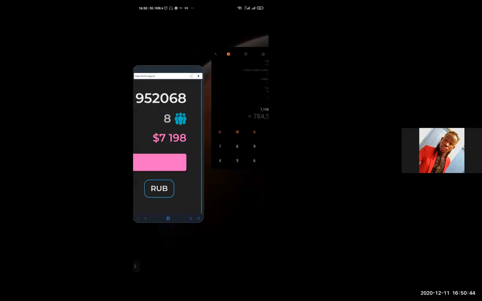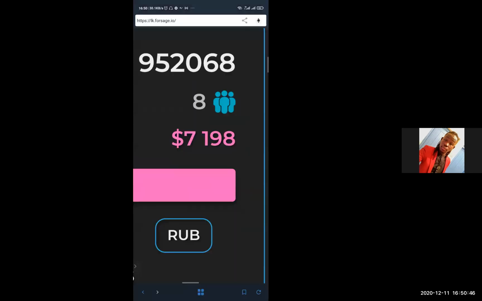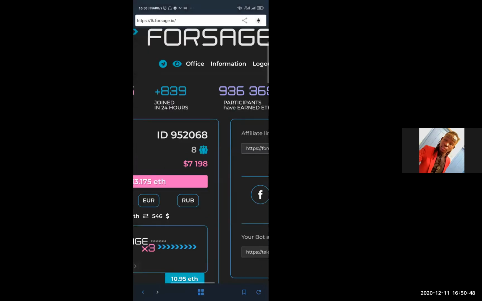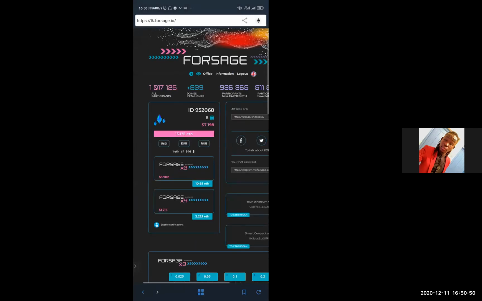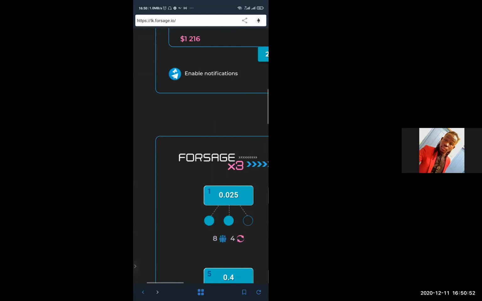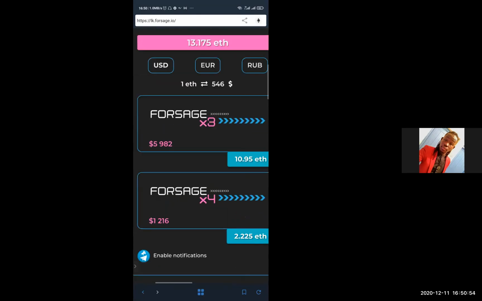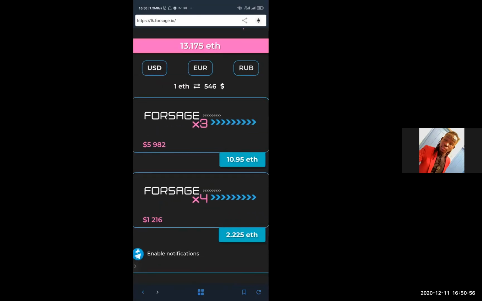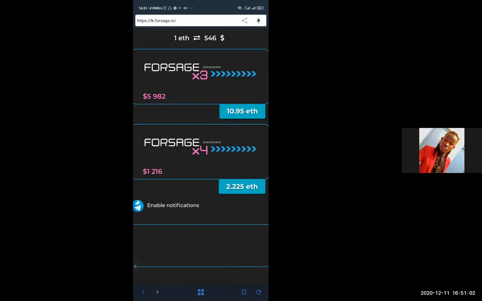Now the question is, in how long? So if we come here and we look at the slots, this is my X4, my X3. You're going to realize the X3 itself, because I've recruited more people, I've made over $5,000 from X3 alone. On X4, I've only made over $1,000, all right?